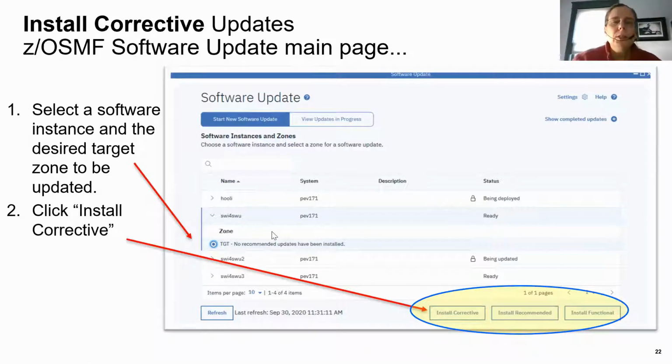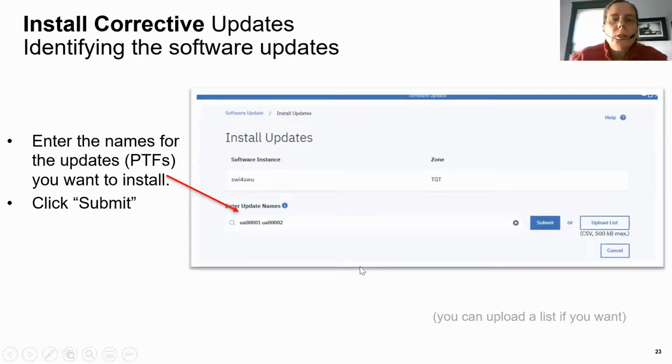So I untwist the software instance and I select the target zone that I need. If there were many, the person would have to pick the correct target zone that they wanted. And then you just click on Install Corrective. Here is where you would put the PTF names that you want to install, UI 12345. And again, we're going to assume that it's received into the global zone. Hold on for that for a second. And then you just click on the submit button.